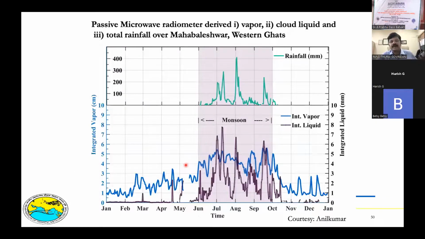And this is a time series of annual variation of integrated vapor and integrated liquid derived from a passive microwave radiometer. And you can clearly see in the monsoon season, you have high vapor and liquid, and correspondingly higher rainfall occurs.